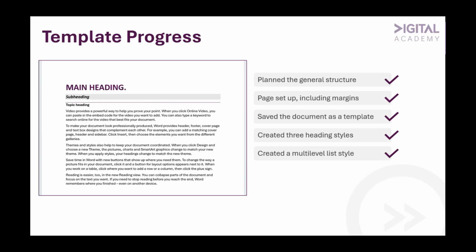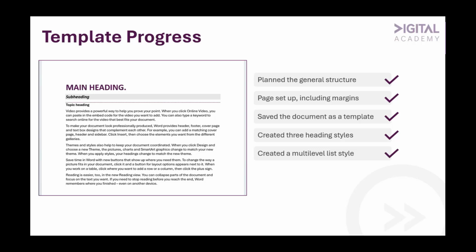We then created 3 heading styles, so you can see that in the image on the left side. We created a main heading, a subheading, and a topic heading. So we covered how to create each of those and how to apply each of those, and we left those within the template so that users who open the template would be able to clearly see which headings are available and they can use whichever ones they need.